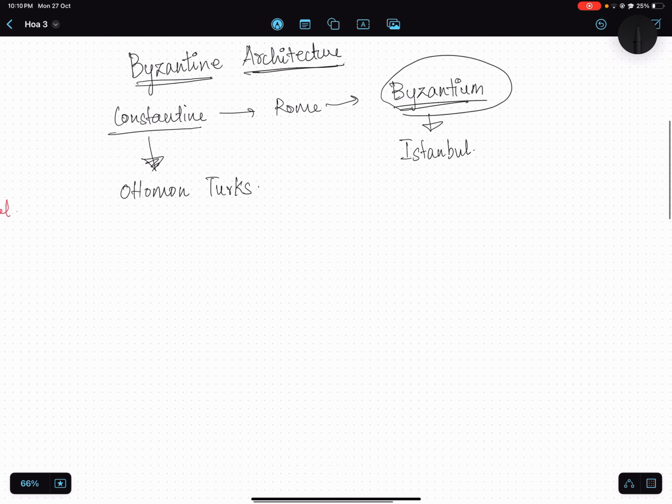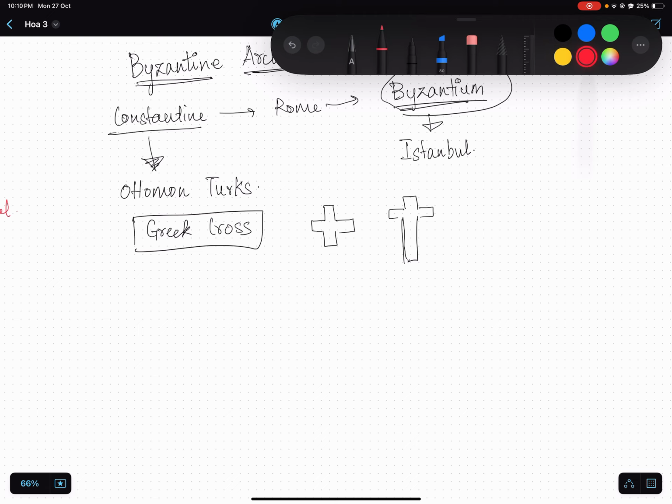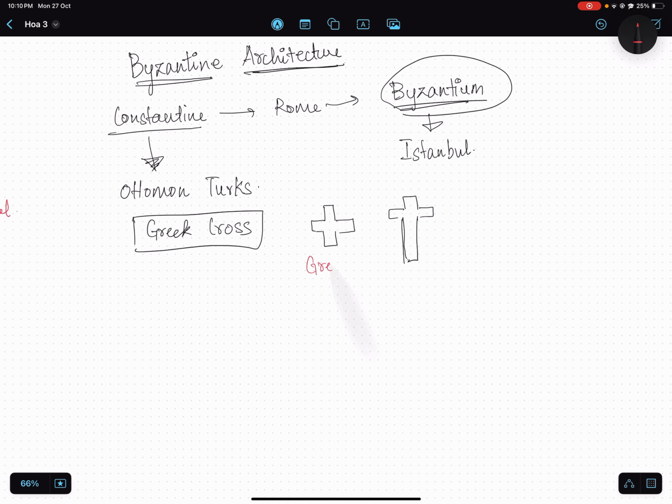If you look at the church, they followed the Greek cross. Now there are two types of crosses. One is this, and the other is this. So a Greek cross is the one which has equal distance on all the sides, and this is your Latin cross.